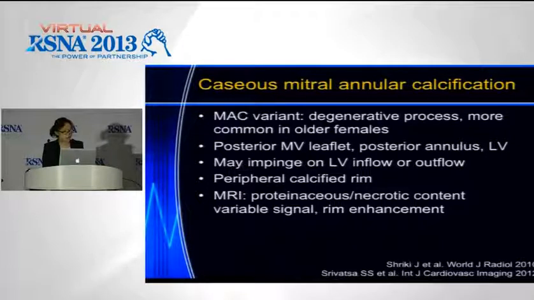So the classic finding is this peripheral calcified rim, which is best appreciated on CT. At MR, we'll see variable appearances within the mass due to variable content, but a classic finding is rim enhancement on late gadolinium enhanced images.